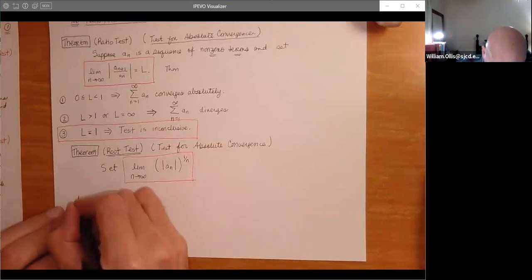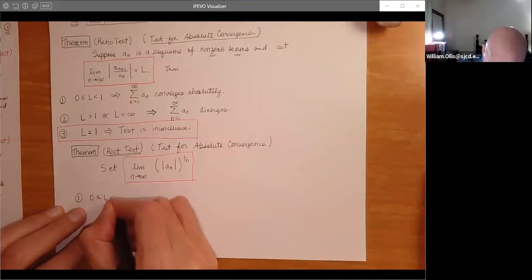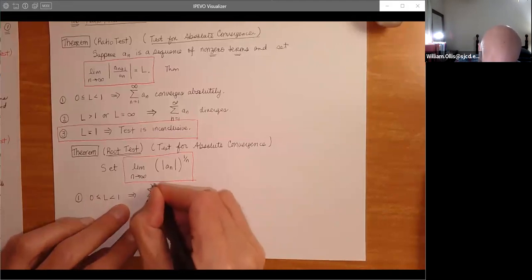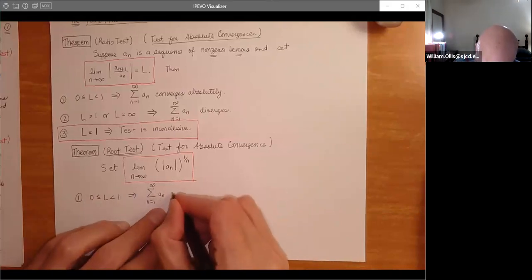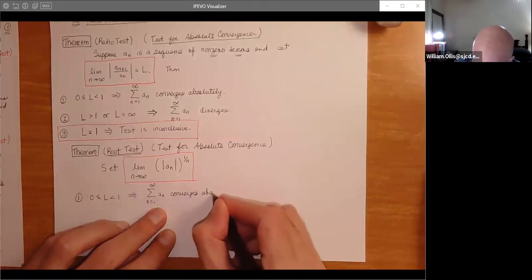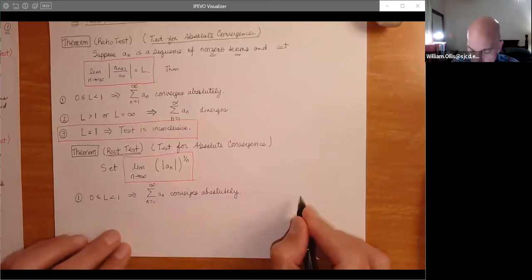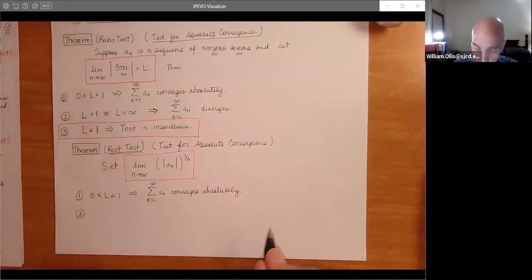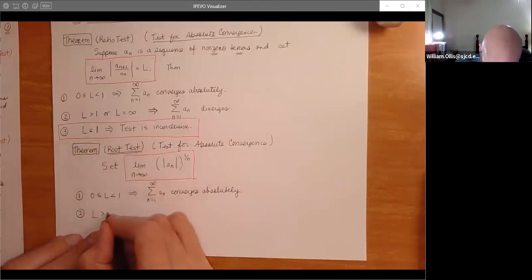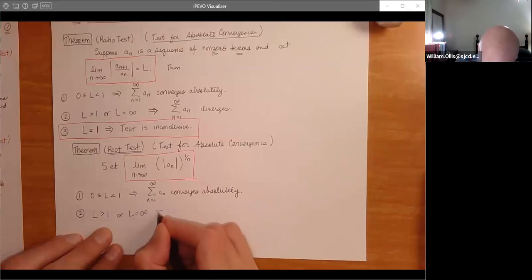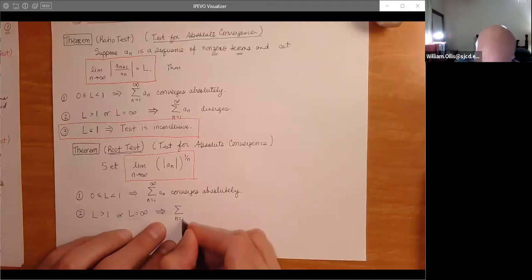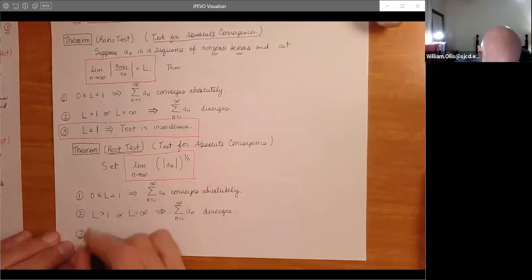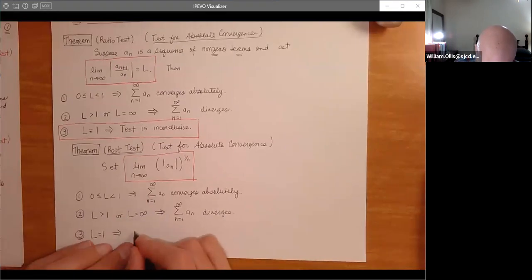So again, the conclusions are the same. If we get a limit of 0 or less than 1, this implies, again, absolute convergence. That is, if we look at the series of n equal 1 to infinity of a sub n, this converges absolutely. I guess what's nice about these two tests, that's why they're always paired together, is that they're very similar in conclusion. And then, of course, like the last one, if L is greater than 1, or if we get an infinite limit, then that's what we expect, divergence: the series n equal 1 to infinity of a sub n diverges. And just like with the last one, if we get a limit of 1, then we have an inconclusive test.